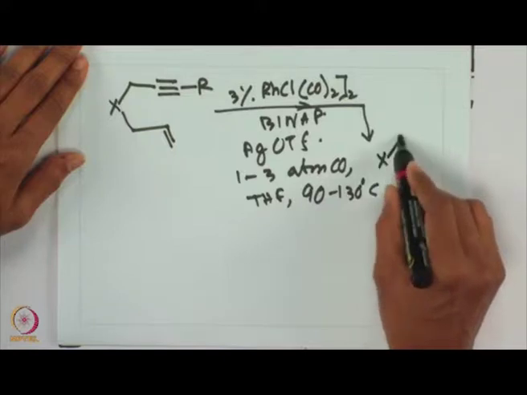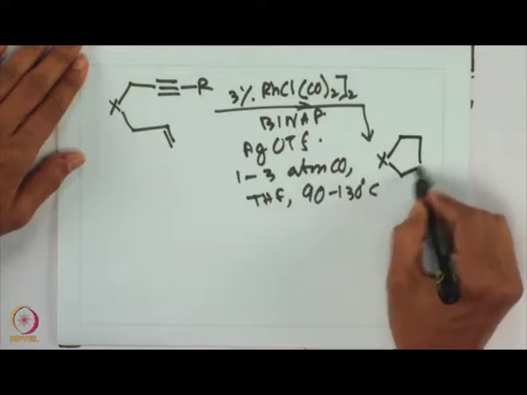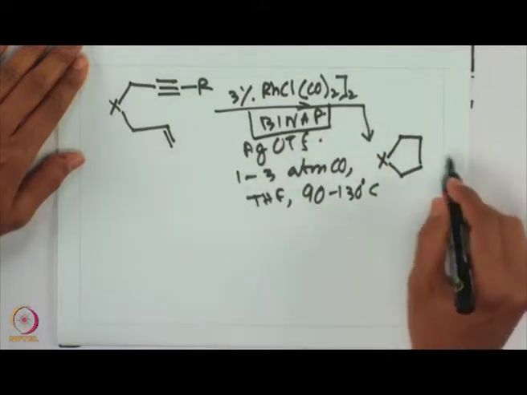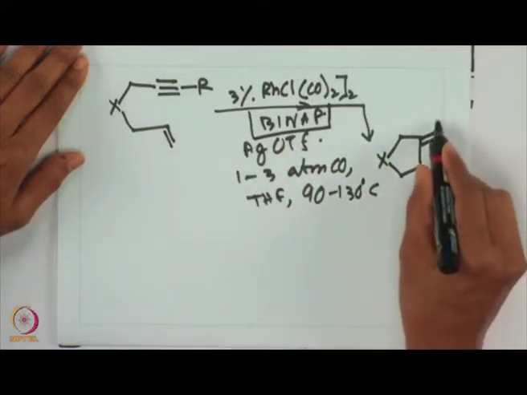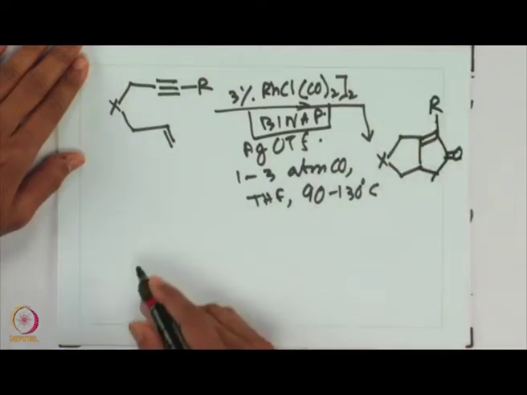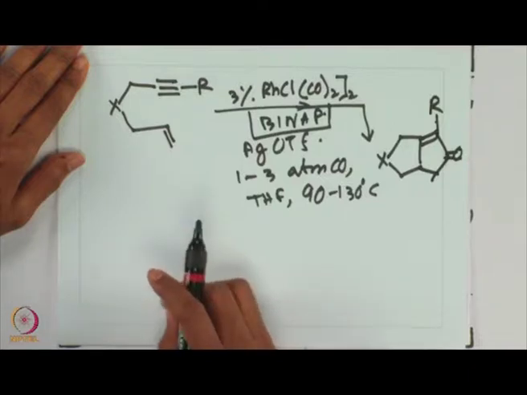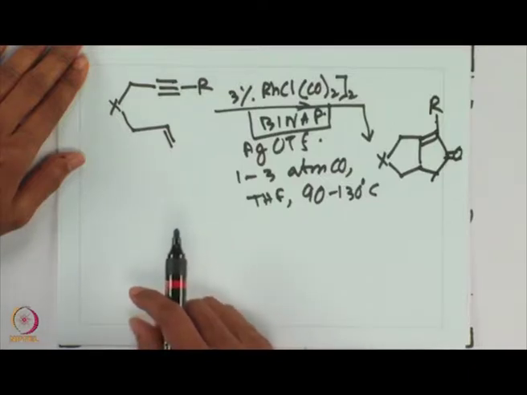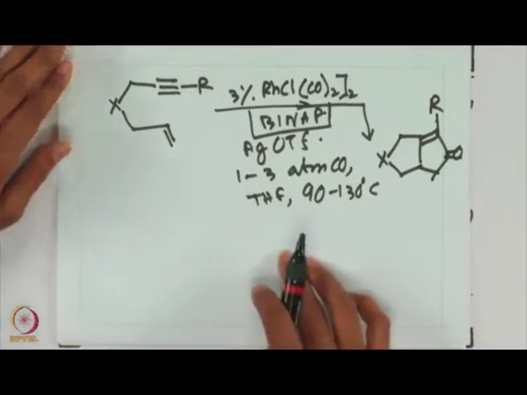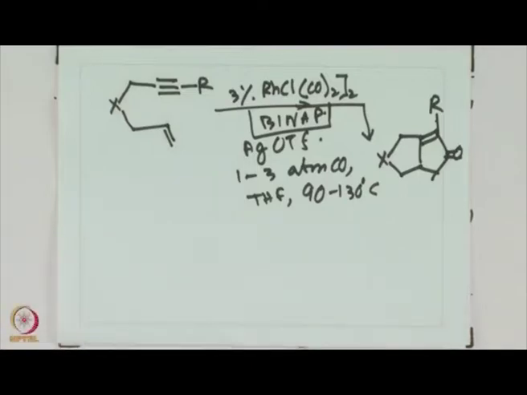BINAP is the chiral ligand in there, and you can get the desired product efficiently by utilizing this method. In these cases yields are usually 80 to 90s, EEs could be a little low, 70s, but those are quite efficient without any problem. Different variations as well as substituents are tolerated under this reaction condition.